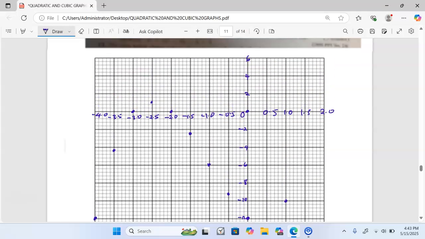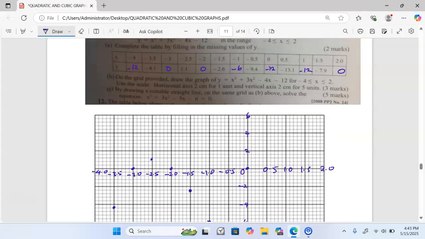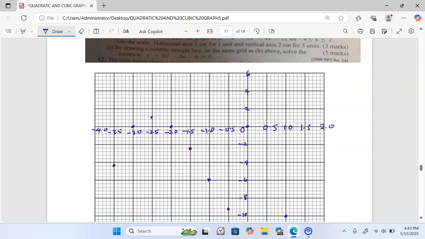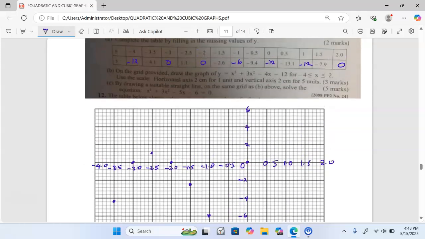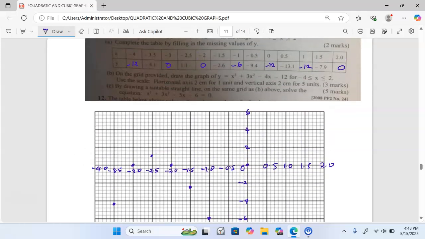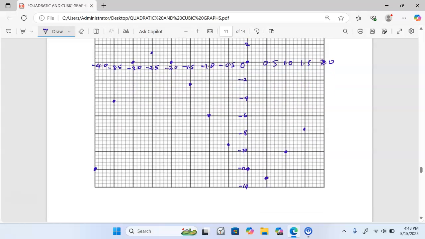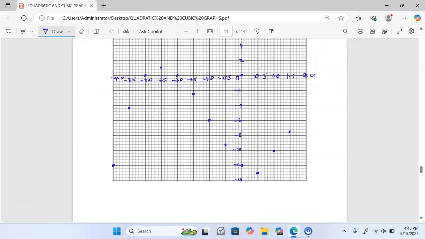When the value of x is 1.5, y is negative 7.9 at this particular point here. And when the value of x is positive 2, it is 0 at this particular point. Once we have done that, now we can join all the plotted points for us to have our curve. And this is how we are going to do it. We need a very smooth curve.